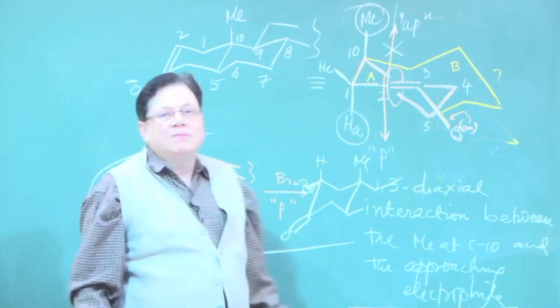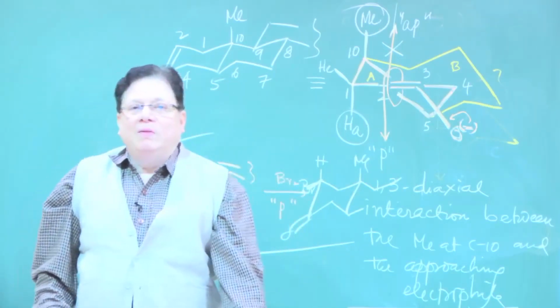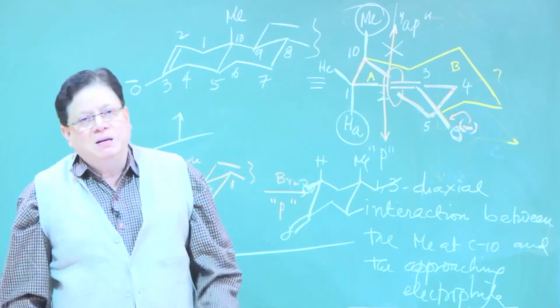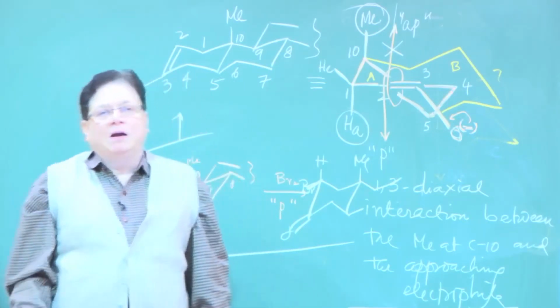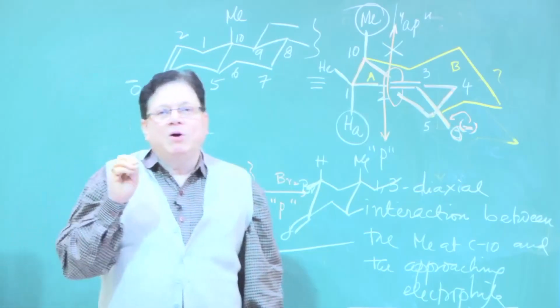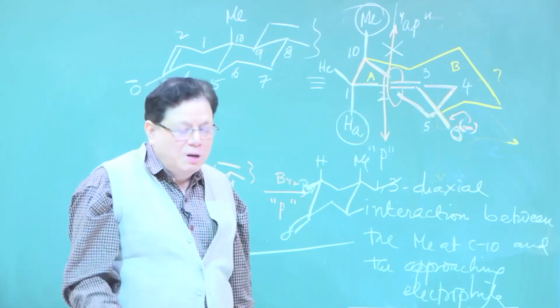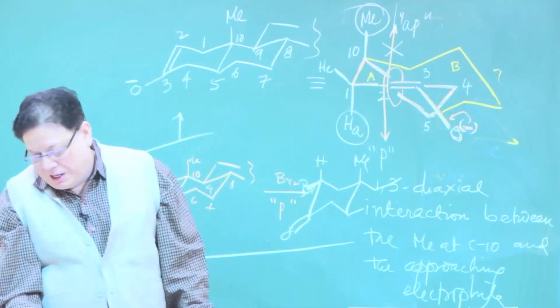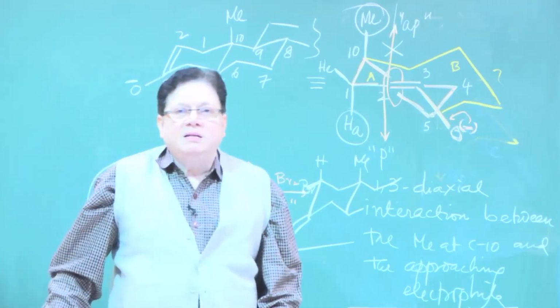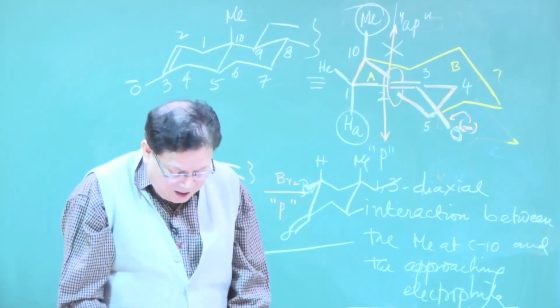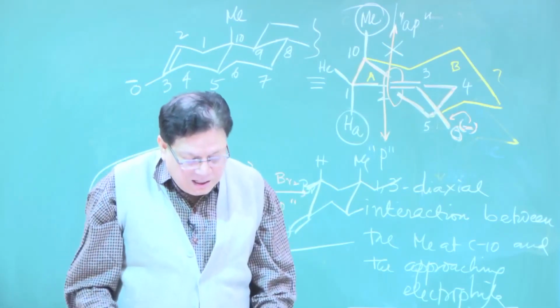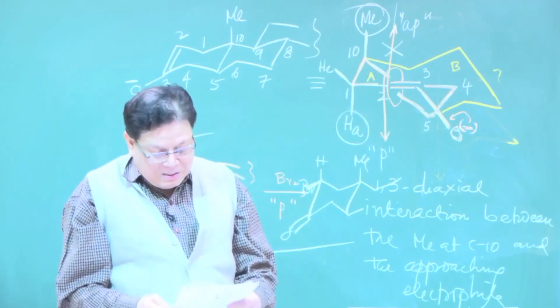So, that is a very good example of that in one case parallel attack is taking place, another case anti-parallel attack is taking place, simply because the carbonyl is at two different positions. One is located at C2 and in another time it is located at C3. So, that makes the difference.